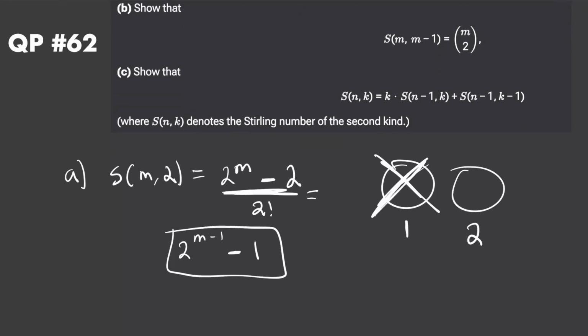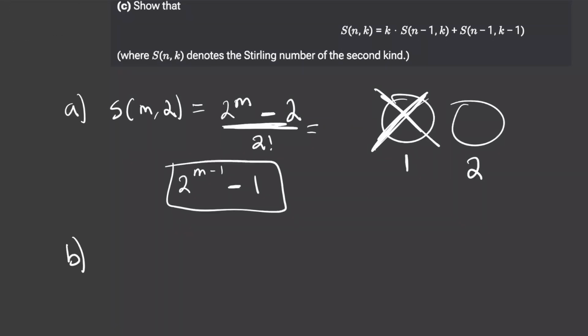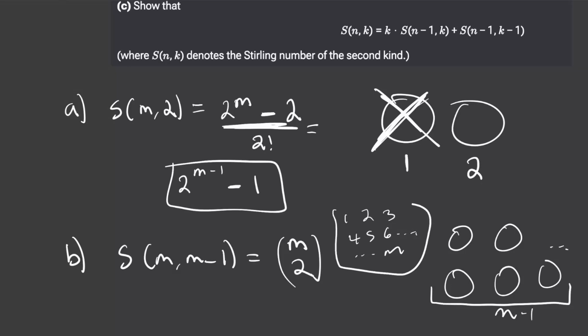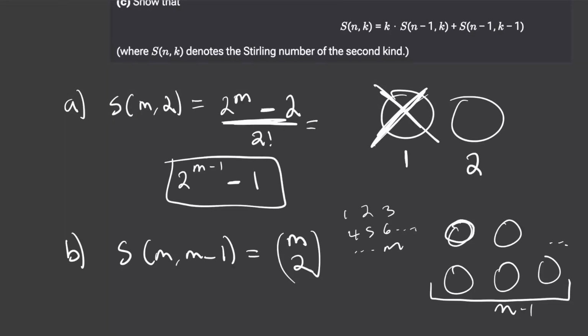Now let's look at part B, asking us to show that the Stirling number of m comma m minus 1 is equal to m choose 2. So what does this side of the equation mean? Well, it just means the number of ways to distribute m distinct items into m minus 1 non-empty and unlabeled subsets. So we have our m distinct items over here and our m minus 1 unlabeled subsets over here. These all have to be non-empty because we're talking about Stirling numbers, so each one of our subsets is going to have to take one of these elements.